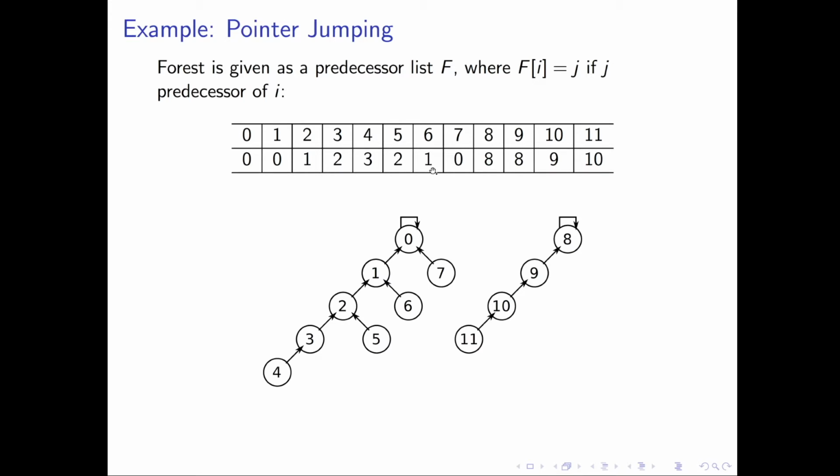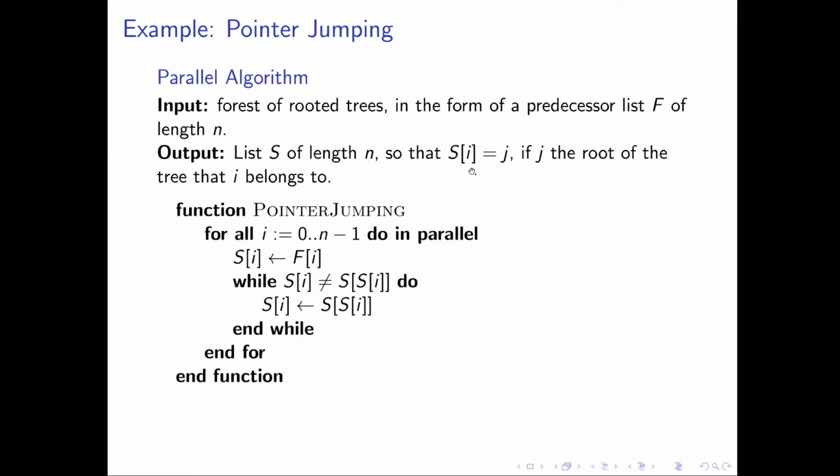So this is the input to our algorithm: a forest of rooted trees in the form of a predecessor list of length n, and the output of our algorithm is a list S of length n, so that every entry S[i] is j if and only if j is the root of the tree that i belongs to. So what we're after is for each node in the forest, we want to know what the root of that node is. And therefore we transform this given predecessor list into a list of only the root nodes.